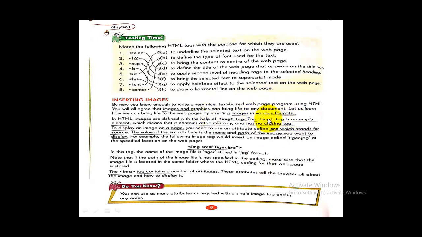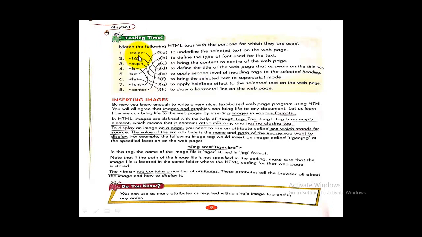Now you already studied in the previous class, in class 7, that for every HTML tag there should be a closing tag. Let's take an example. A title tag is here, and for this title tag there will also be a closing title tag. For the second level heading also there should be a closing tag, and for superscript also there should be a closing tag. This is the opening tag and there should be a closing tag.